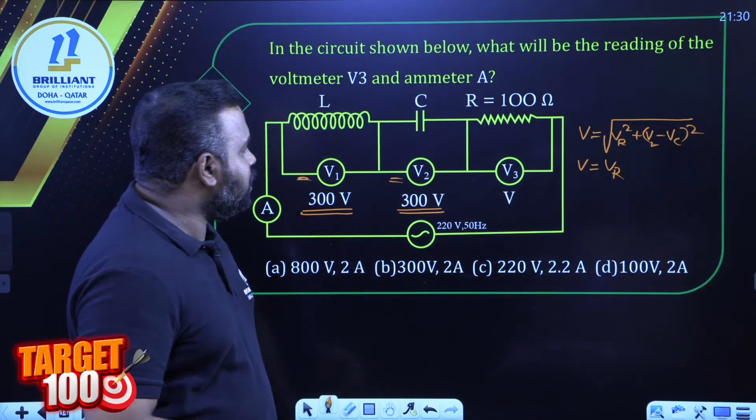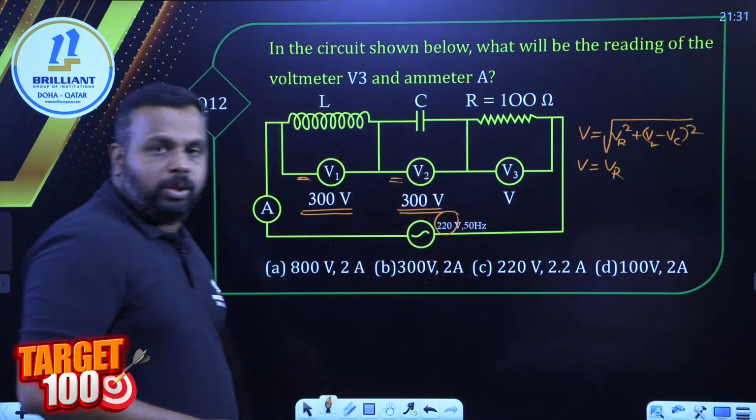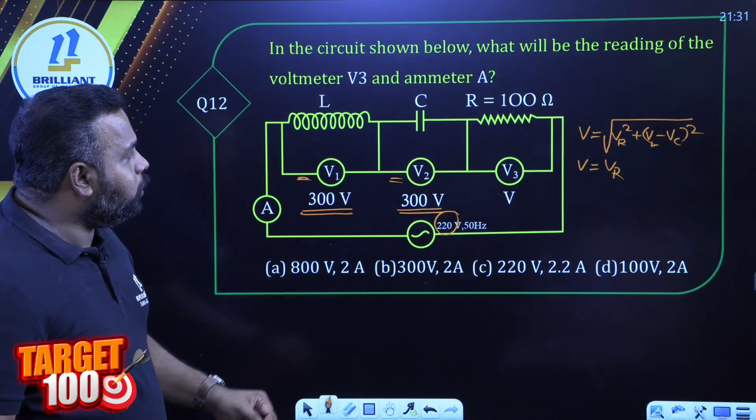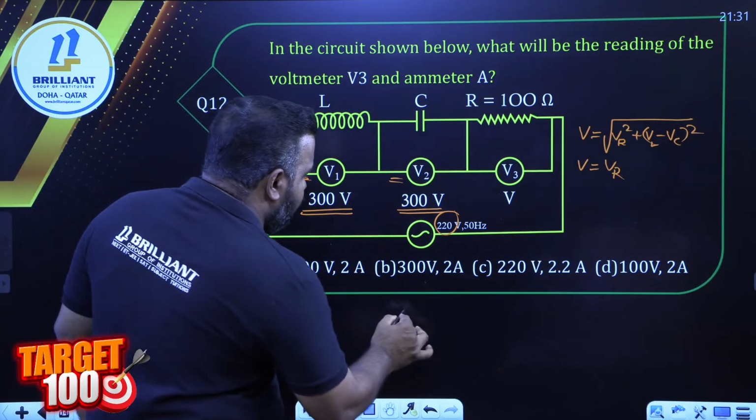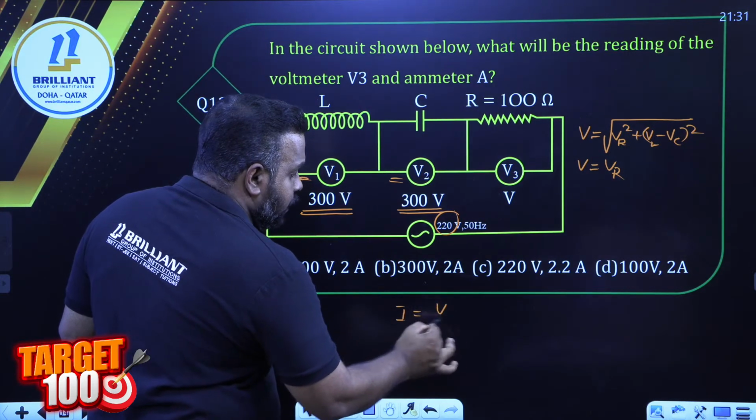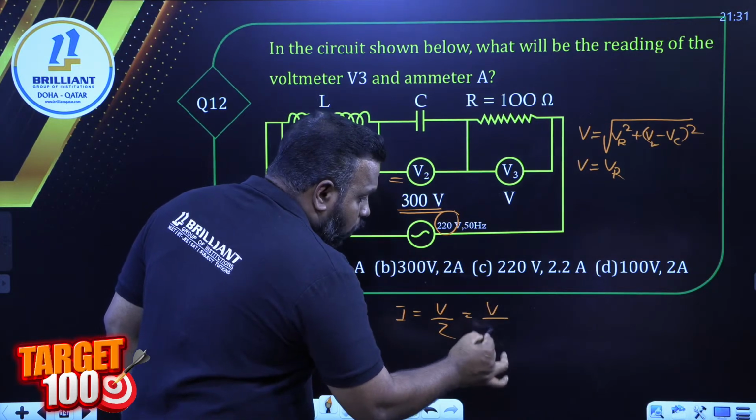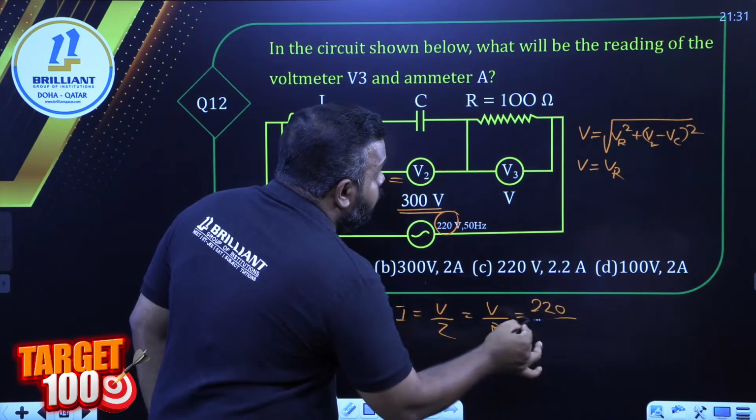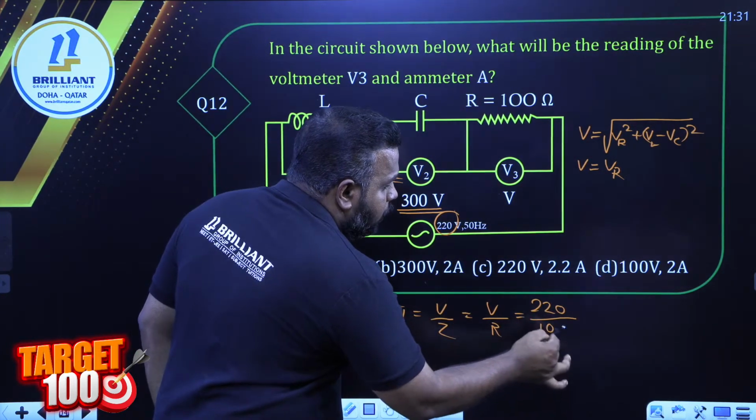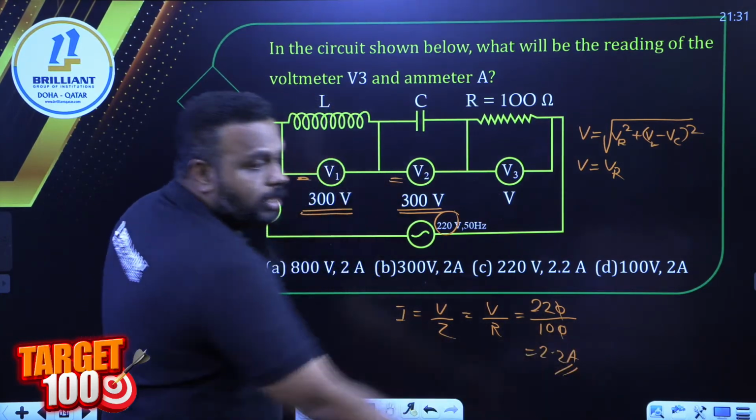What is the applied voltage? It is 220 only. So 220 is the applied voltage, and we got the voltage value. Now they are asking for current also. Very simple: I equal to V by Z. But it is at resonance, so Z will be equal to R. Substitute: V is 220, and the resistance value is 100. So it will be 2.2 ampere. We got the answer very easily.